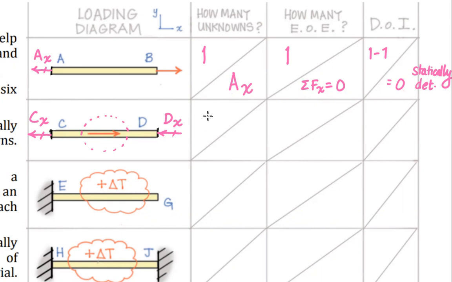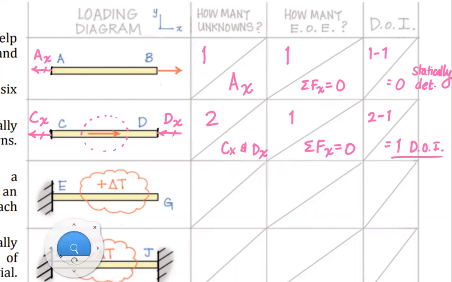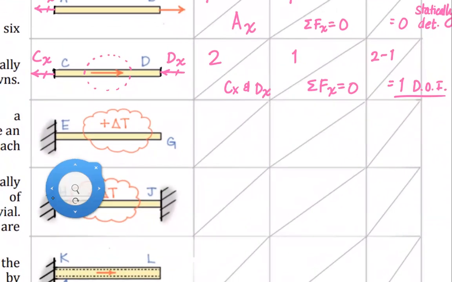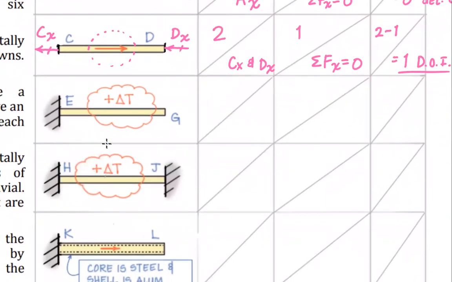Now, how many unknowns do we have? We have two, that's C sub x and D sub x. How many equations of equilibrium? Well, we've still got just the one, summation of forces in the x direction is equal to zero. Two minus one equals one, that's our degree of indeterminacy, DOI. So we could say that this structure is one degree indeterminate. For each degree of indeterminacy, you have to write a compatibility equation, a deformation compatibility equation, in order to solve the system. All right, let's go to our next structure.